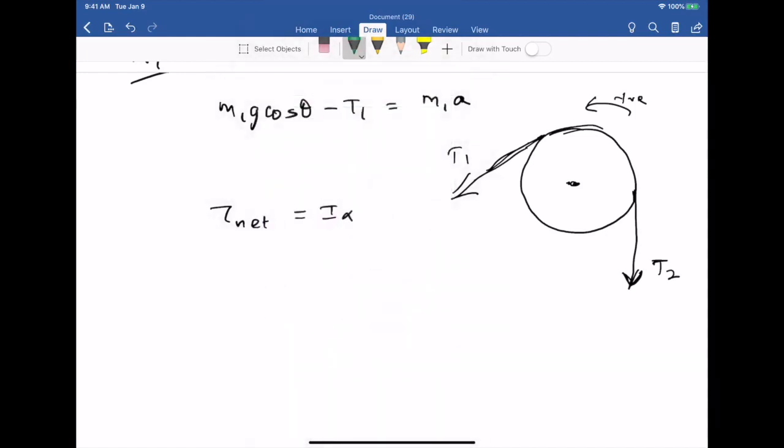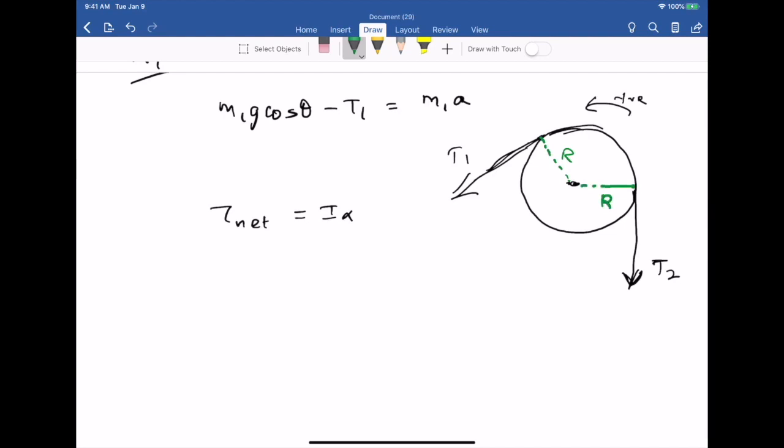The lever arm of T1: you would draw a line through T1 and then make a perpendicular from the reference point to that line. Since this is a circle, that perpendicular would just be a radius, right? So the radius is simply the lever arm. And same over here, the radius is the lever arm for T2 as well.